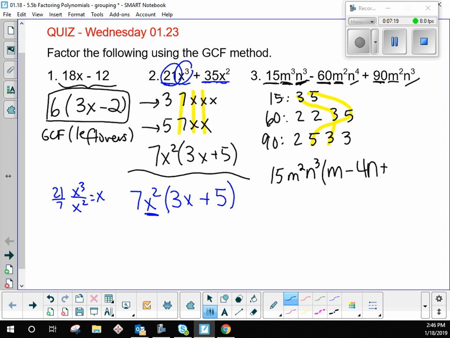90 divided by 15 is 6. M squared dividing out m squared is just 1. There's none of those left. And then n cubed dividing out that n cubed, there's no n's left. Right? And I could always check myself with distributive property.